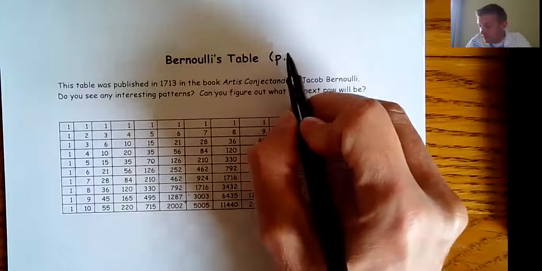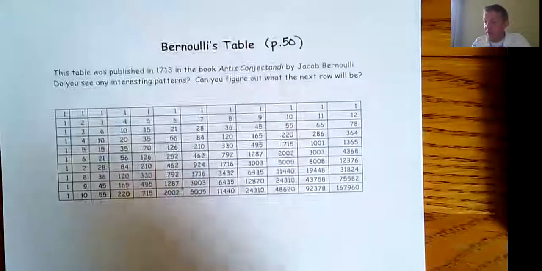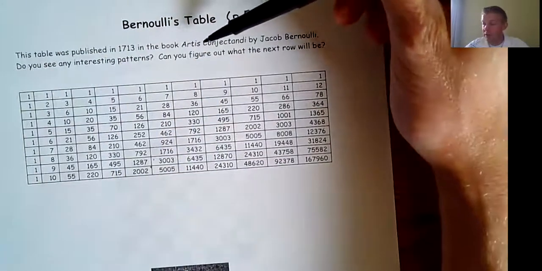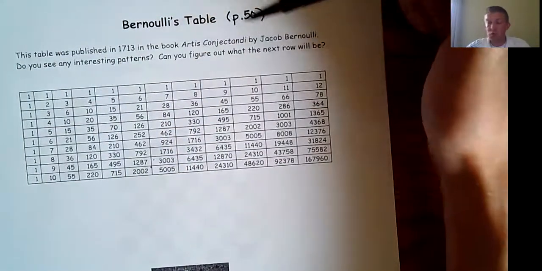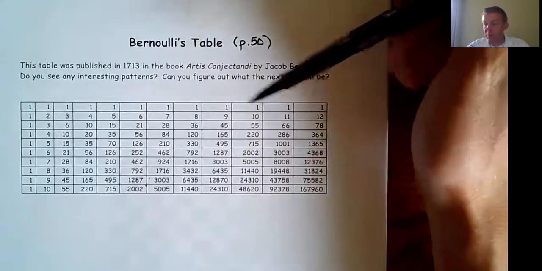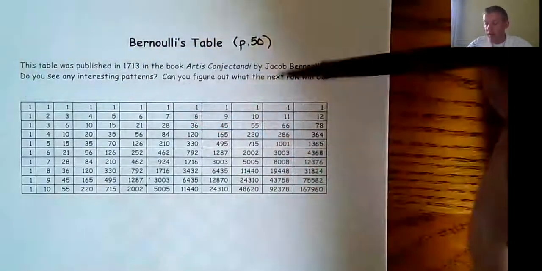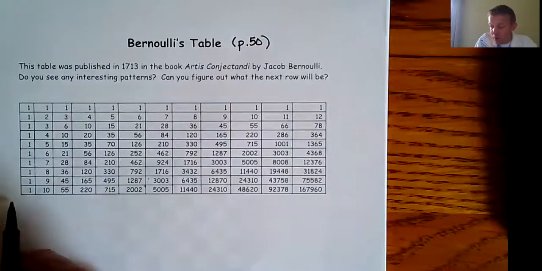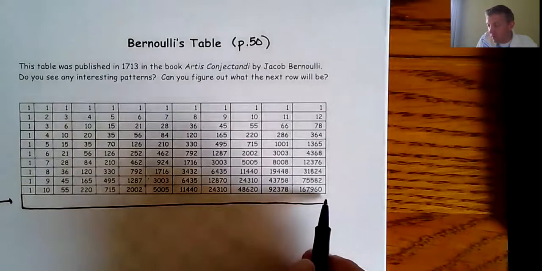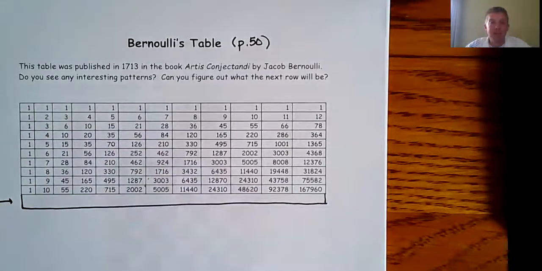It says this table was published in 1713 in the book Artis Conjectandi by Jacob Bernoulli. Do you see any interesting patterns? Can you figure out what the next row would be? So your goal is to write what this row is going to be here. It's obviously related to Pascal's triangle. See if you can figure out how.